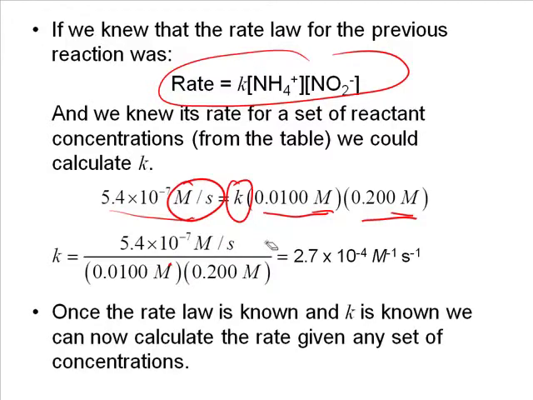So once the rate law is known and K is known, then no matter what data they give us, we can figure out the rate. So now that we've calculated the value for K, if we change the concentrations, we can always find out the value for the rate.